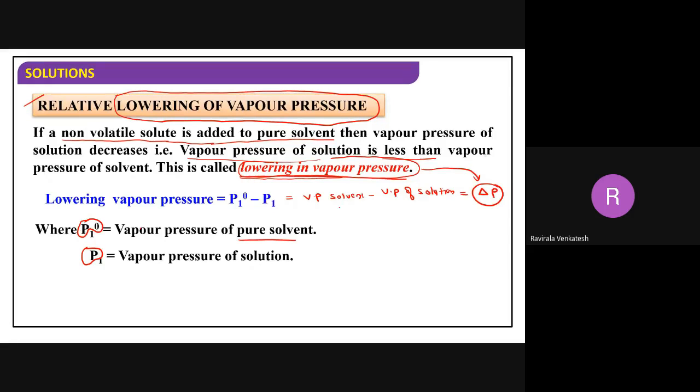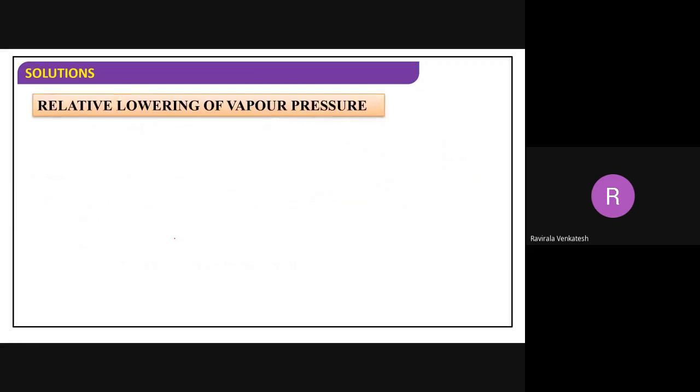Before, the solvent vapor pressure is 760 mm pressure. After addition of solute, the solution got 740 mm pressure. Now what is the lowering of vapor pressure? 20 mm is the lowering of vapor pressure. So this is about the lowering of vapor pressure actually.